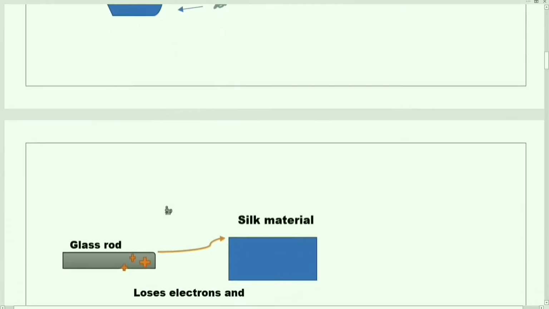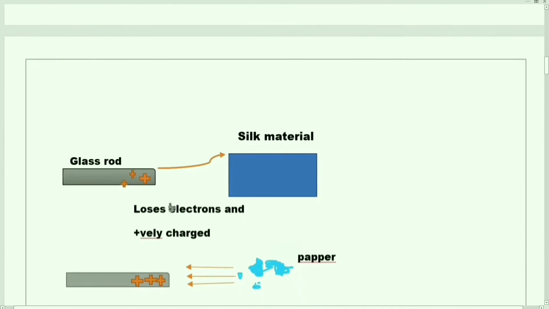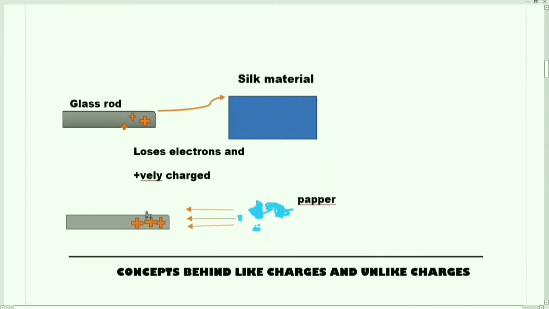Now, let us see another example with glass rod. When a glass rod is rubbed with the silk material, the glass rod loses electrons and becomes positively charged. Now, place the glass rod near pieces of paper. What we observe is the pieces of paper are attracted towards the glass rod.